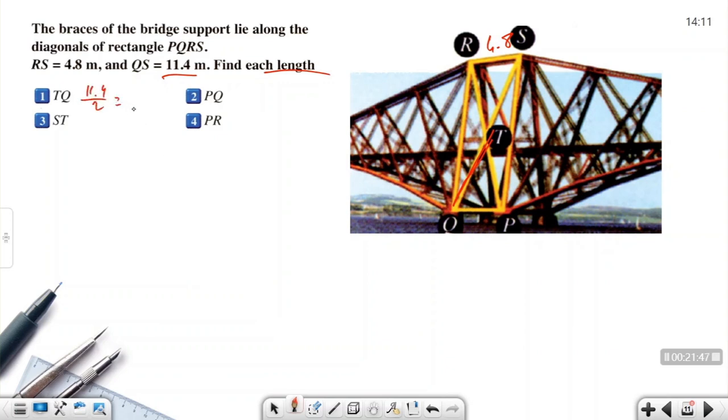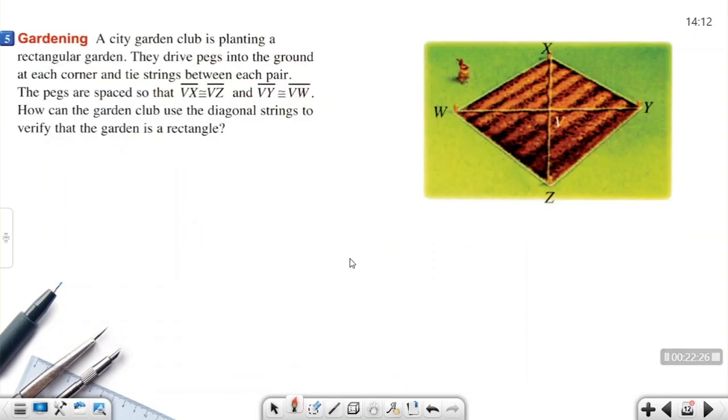TQ, where is it? TQ is half of the diagonal, so 11.4 divided by 2 is equal to 5.7. What about PQ? PQ is the same as RS, so it's equal to 4.8 meters. ST is half of the diagonal again, the same as TQ. These are all congruent, so 5.7 meters. And PR, if you remember, diagonals are congruent, so QS and PR are congruent, so it is 11.4 meters.